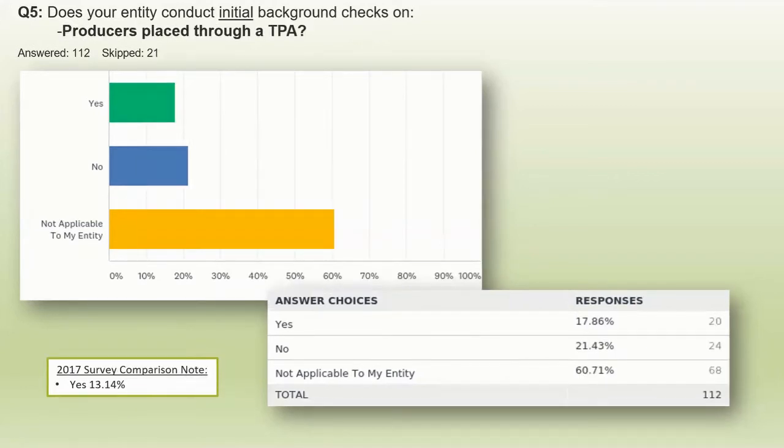Same question again, but for producers placed through a TPA: 13.14% in 2017, while we saw an increase to 17.86% in this survey. Again, the not applicable to my entity number is pretty high because a lot of organizations do not work with TPAs when bringing on producers. So that's something that has increased within the marketplace that we've seen over the last several years.